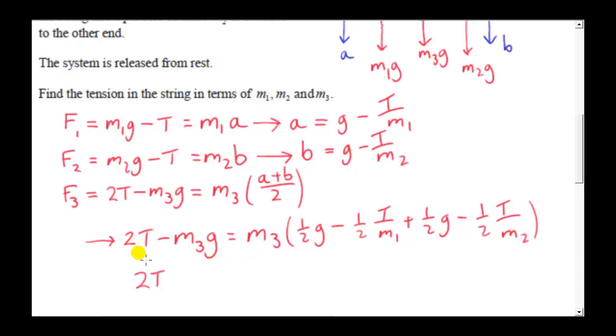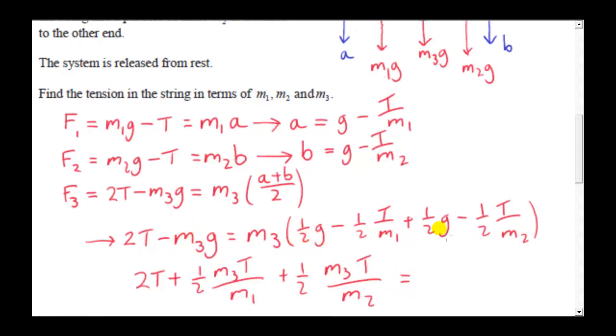Bring all the terms involving T to the left hand side. So we're going to get plus a half M3T over M1. And this is going to be M3 times a half T over M2. It's going to become plus a half M3 T over M2. So those are the terms involving T. Bring them to the left hand side. And bring this term, which doesn't involve T, to the right hand side.